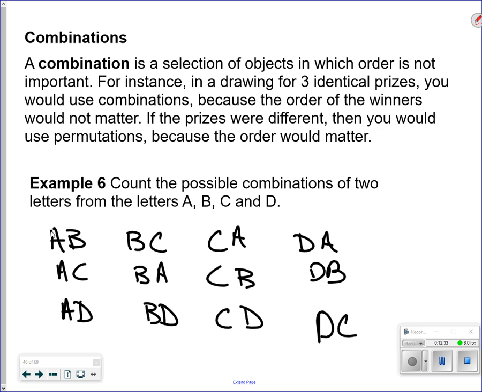Now, let's say I take out the ones that are repeats. So A, B, and B, A are repeats if the order doesn't make any difference. Same with A, whoops, I was going to cross it off the other spot. Hold on.